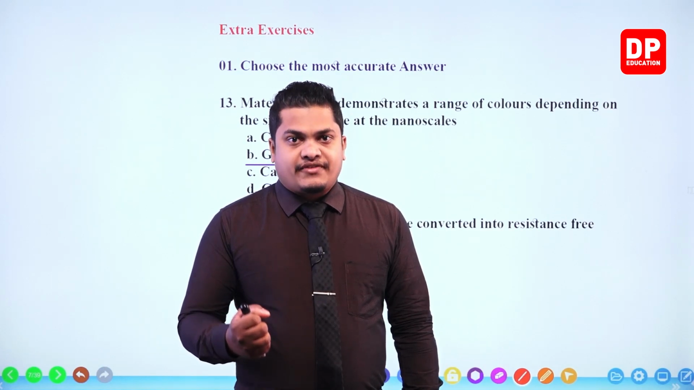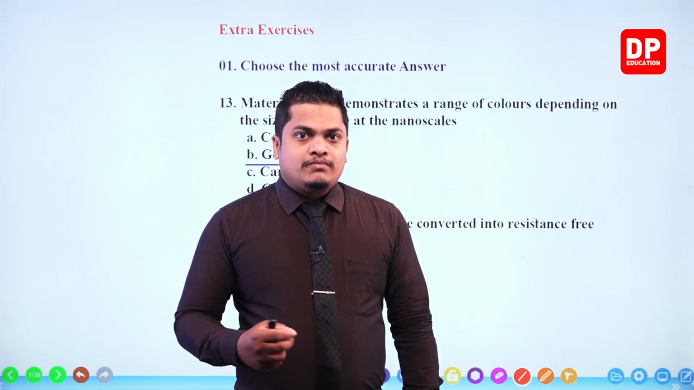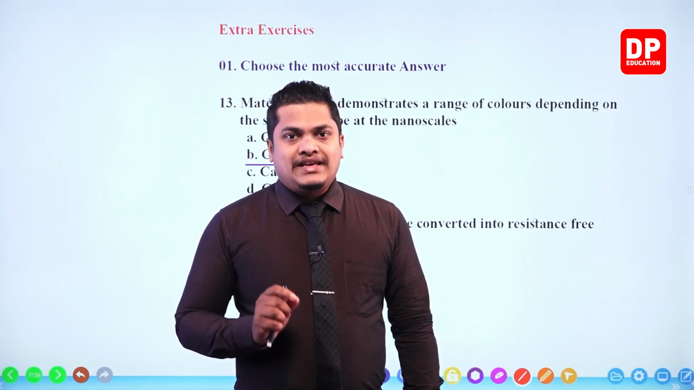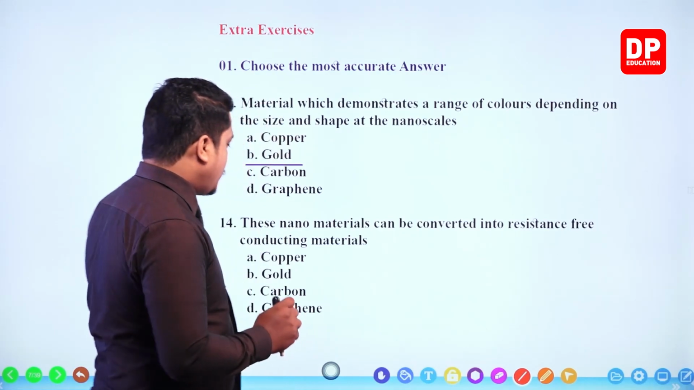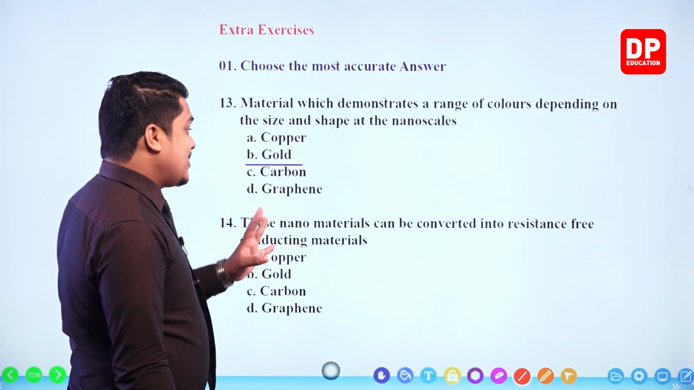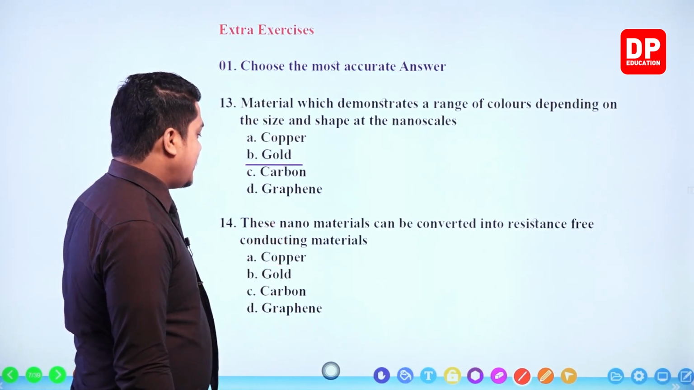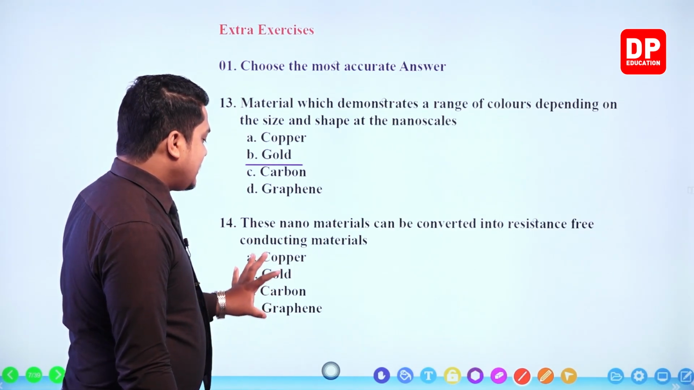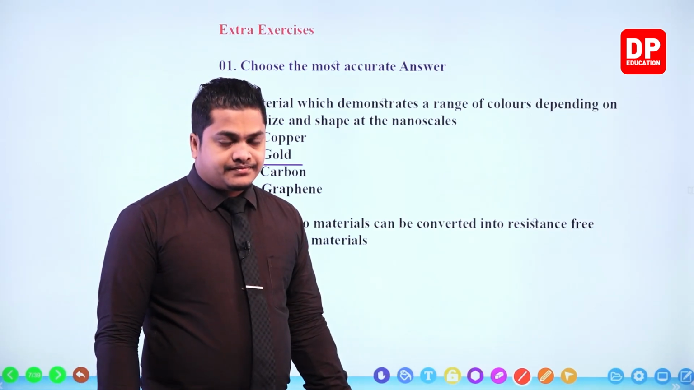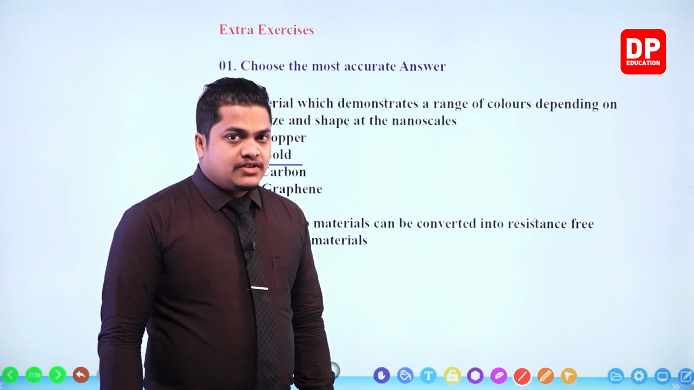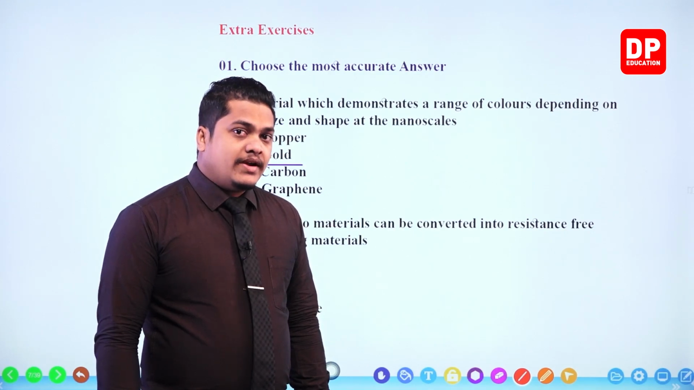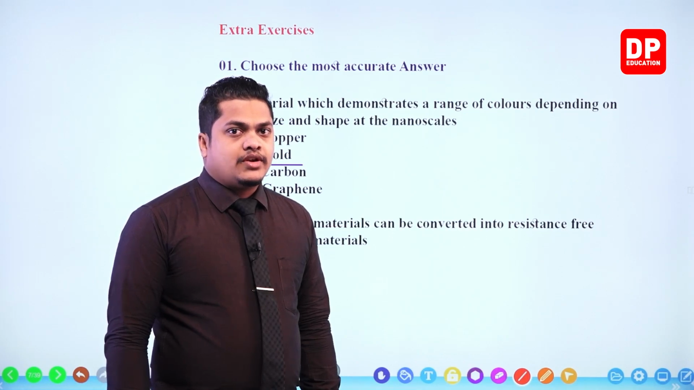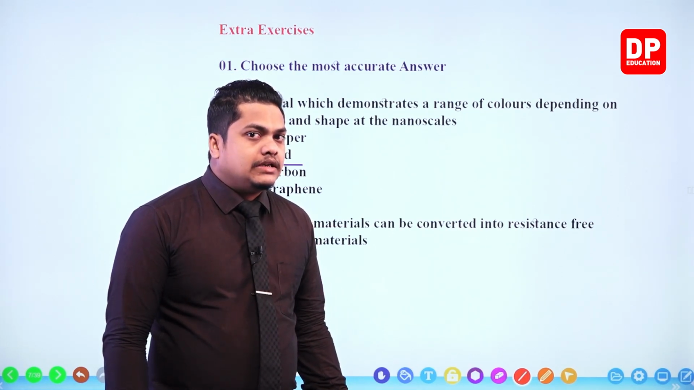Resistance means the obstacle given against the flow of current. Resistance-free nanomaterials can be observed, right? So these nanomaterials can be converted to resistance-free conducting materials. So carbon and graphene, actually carbon is the correct answer for this one. Okay, you might go for the carbon for sure, I know that. But however, my dear children, you have to choose the most accurate answer in here.